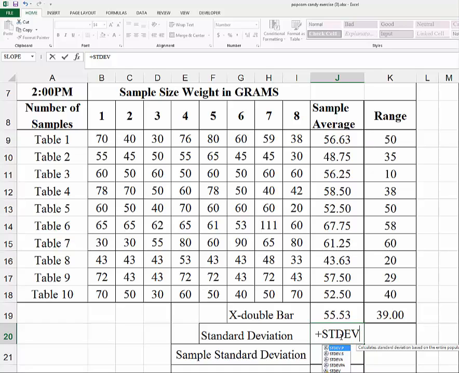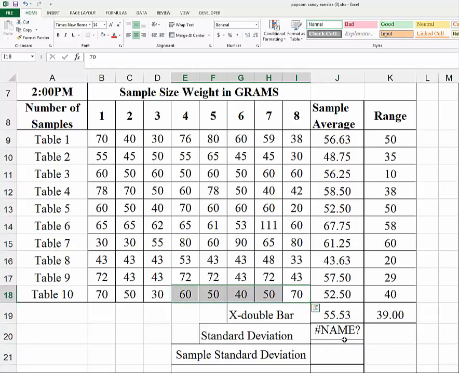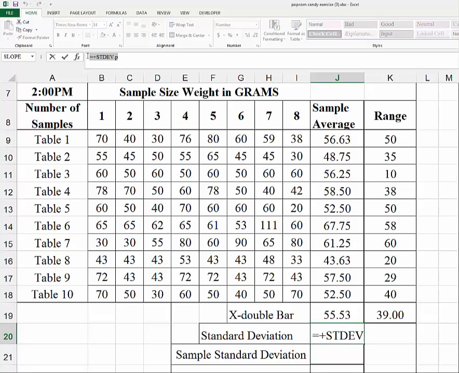STDEV for the whole population. So we're going to do dot P. You could also do dot S, just depends. But anyway, so we're going to highlight all of this. Oops, I didn't open my parentheses. We'll highlight all of these observations and we'll close up our parentheses and we should be good.